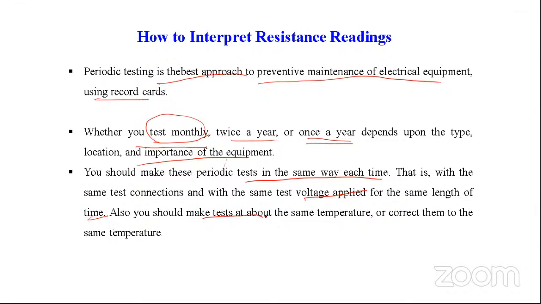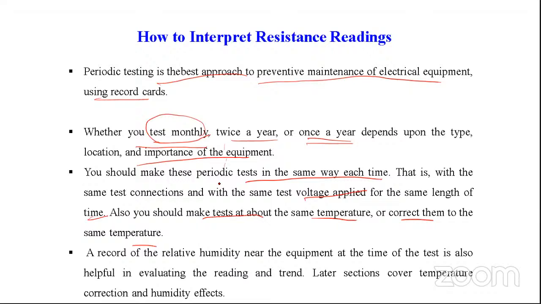Also you should make the test at about the same temperature, or correct them to the same temperature. It is not possible to maintain a similar temperature without a closed chamber. Suppose someone performs the test in the winter season and someone performs the test in the summer season, the reference of measurement is not similar. They are not identical. So for transferring the winter result to summer or summer result to winter, we incorporate some temperature correction factor. Okay.